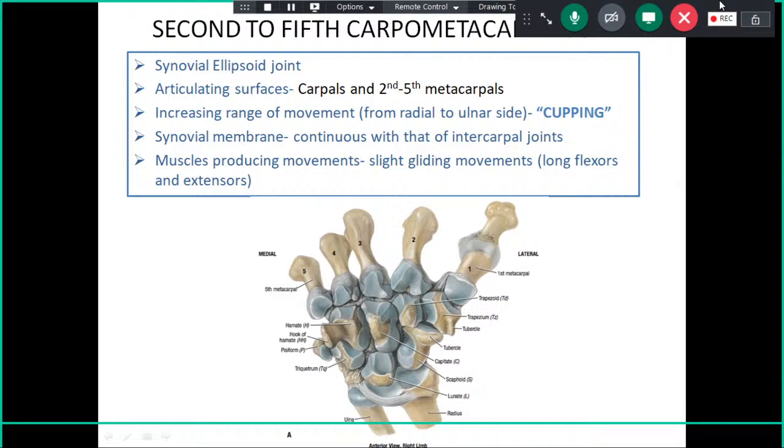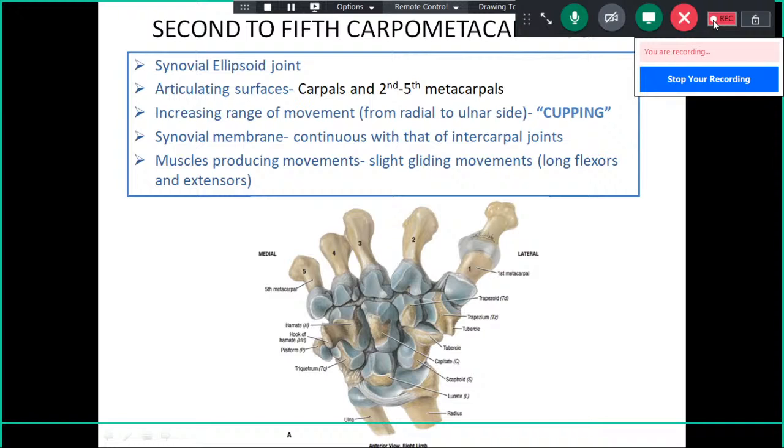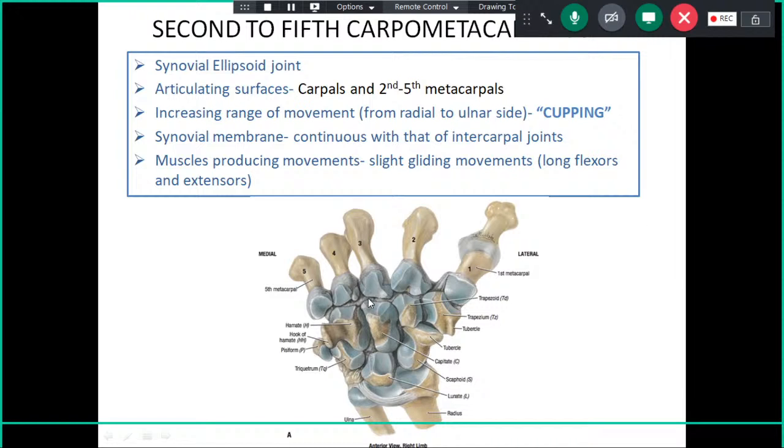For the second to the fifth carpometacarpal joints, I already told you how the joints are articulating. These are basically synovial ellipsoid joints, the articular surfaces being the carpals and the second to fifth metacarpal bones.